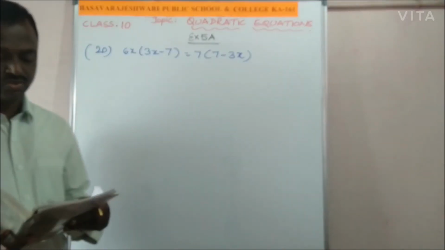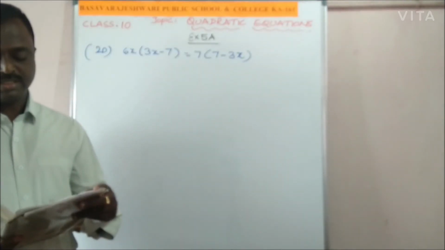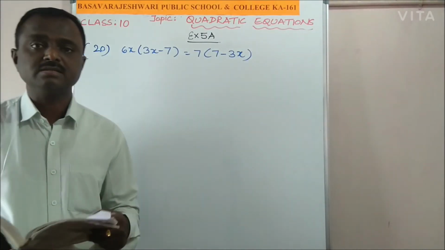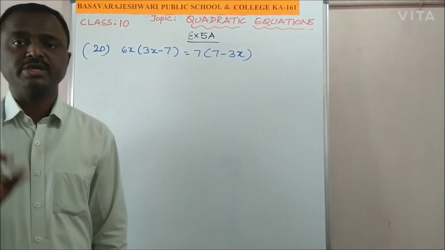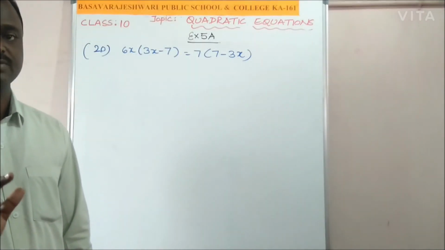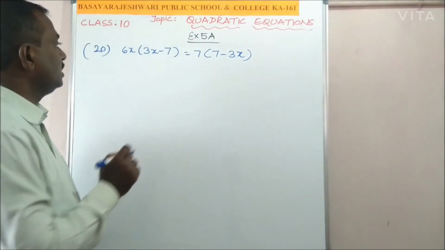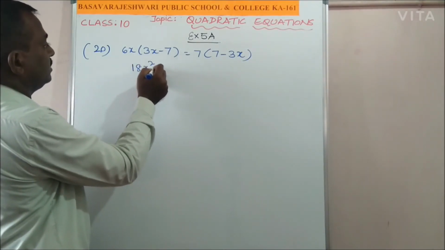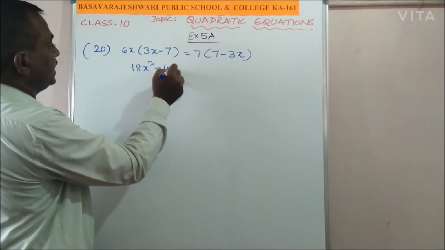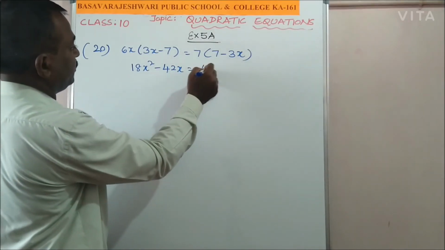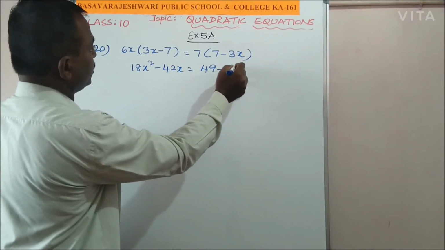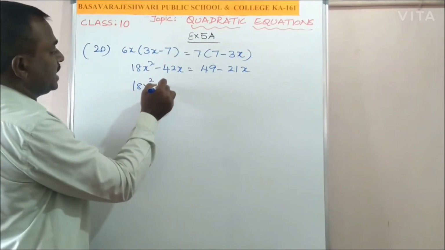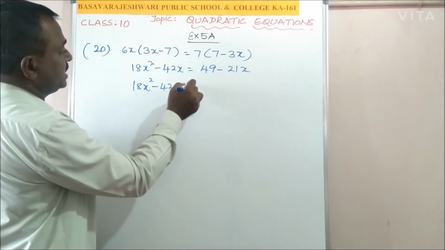The next question is question number 20. 6x into 3x minus 7 is equal to 7 into 7 minus 3x. So the first step is bringing it to standard form, ax square plus bx plus c is equal to 0. So multiply. 6 into 3 is 18x square, 6 into 7 is 42x, 7 into 7 is 49, 7 into 3x is 21x.